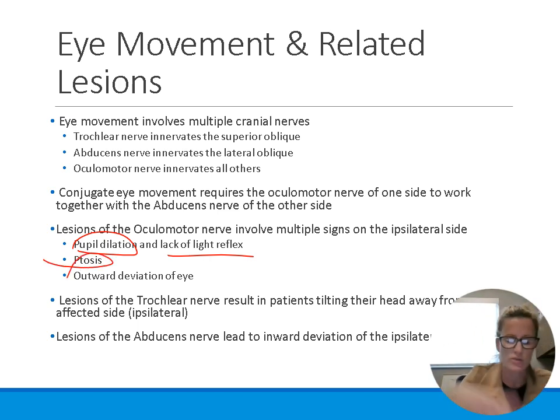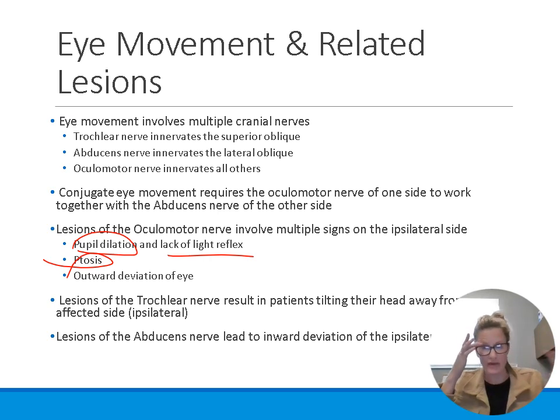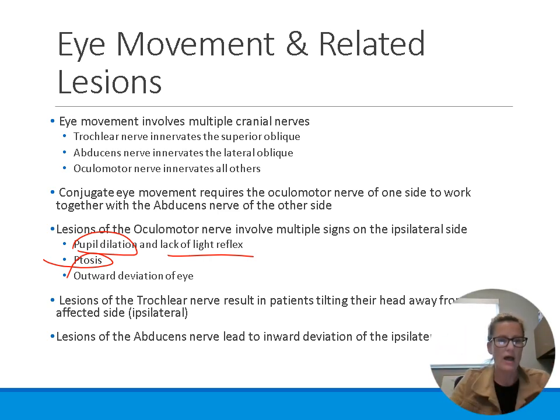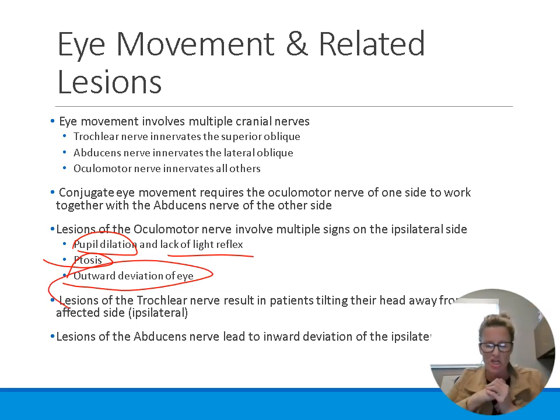We see ptosis. Ptosis is a droopy eyelid because the levator palpebrae superioris is not working. And we see outward deviation of the eye because, again, cranial nerve 3 adducts the eye, pulls the eye inward, towards medially. Without that, you have lateral pull. The eye deviates outward. So if somebody just has disconjugate gaze, the eyes don't move together, that alone does not tell you which cranial nerve is the problem. But if they have disconjugate gaze and a dilated pupil and ptosis, that tells you it's the oculomotor nerve that's problematic.